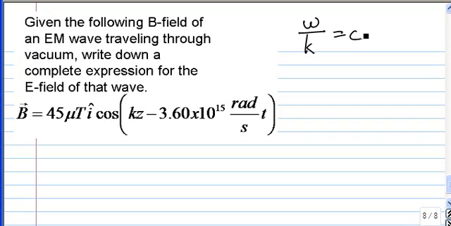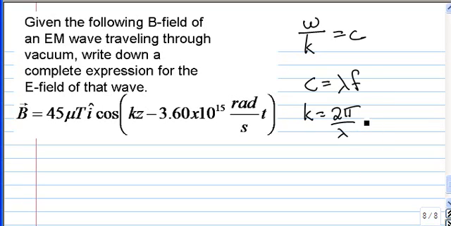One is we can just start with a relationship that omega over k is equal to c. This is one of the relationships that we derived in lecture. If I didn't happen to remember that though, I could use the fact that the speed of light c is equal to the wavelength times the frequency. We also know that k is equal to 2 pi over lambda.